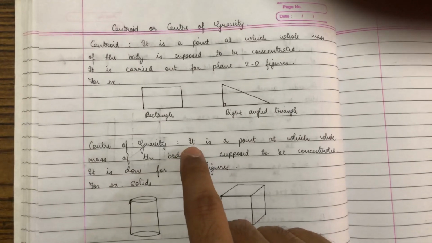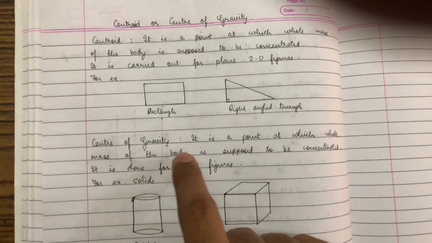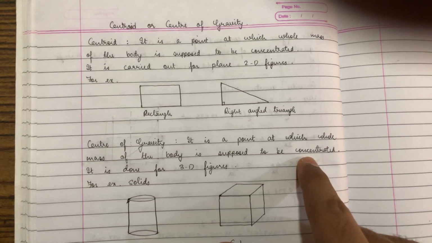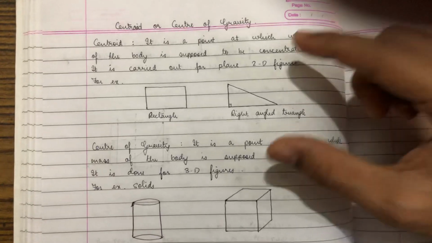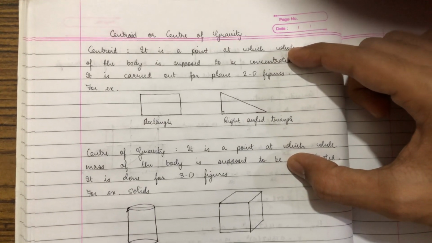You can see the definition of center of gravity. It is a point at which whole mass of the body is supposed to be concentrated. You can see both definitions are the same. So what is the difference between centroid and center of gravity?